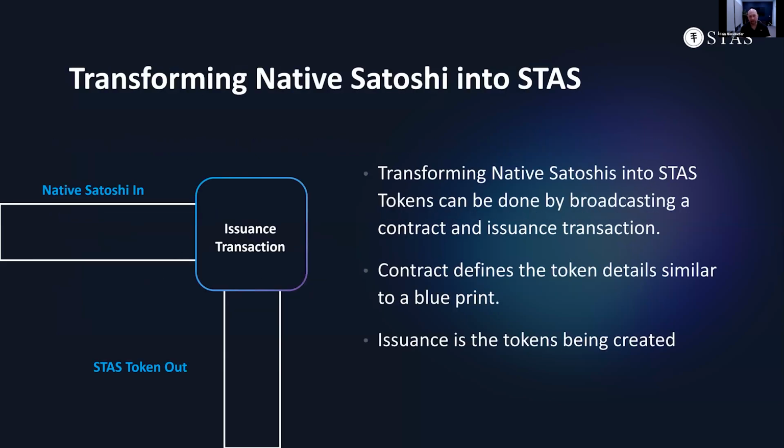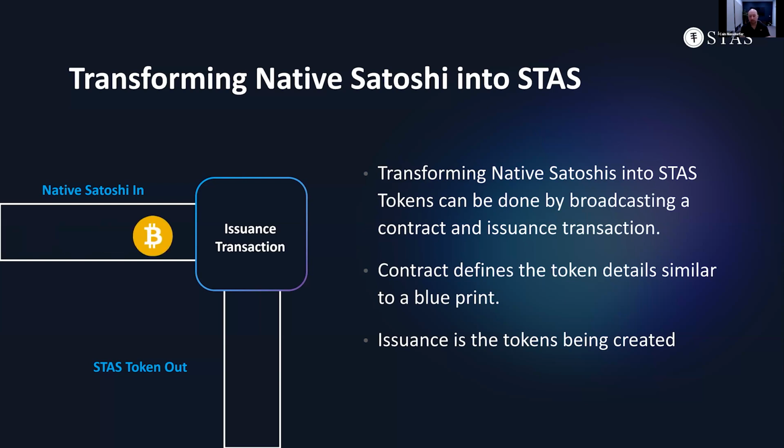So what it's really all about is transforming a native Satoshi into a STARS token, and to do so, it actually takes 2 separate transactions. We'll go into a bit more detail in a moment, but there is a contract and there's an issuance transaction involved. The contract defines what the token is. It's like a blueprint. It has all the information about the token, even your legal things. It could be any type of metadata, any type of documents you might need to add to your tokens. You can add that as part of the contract.